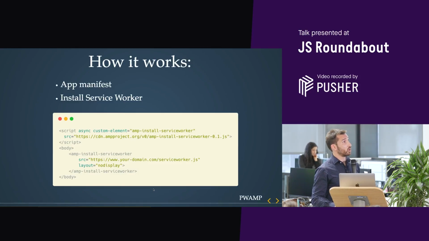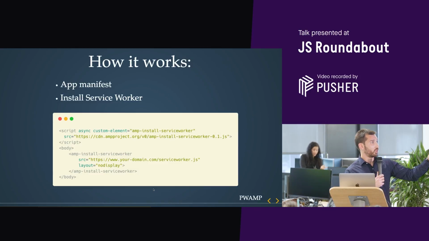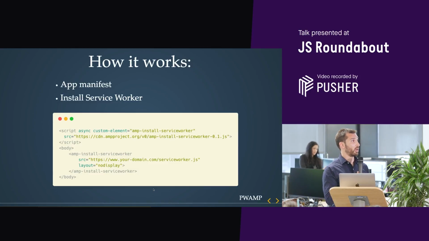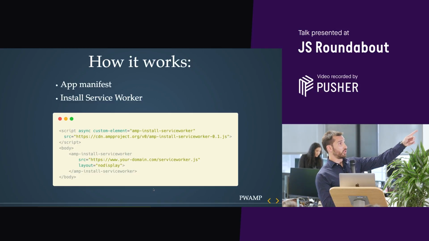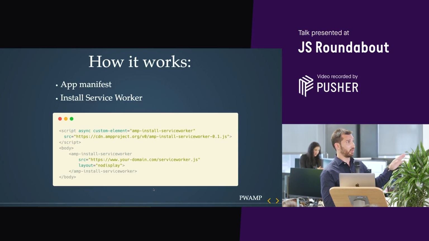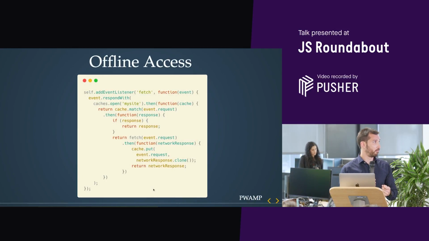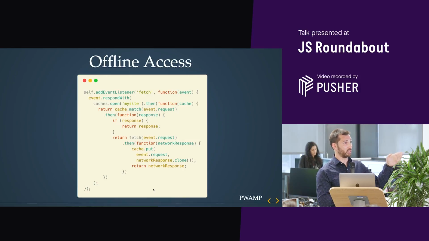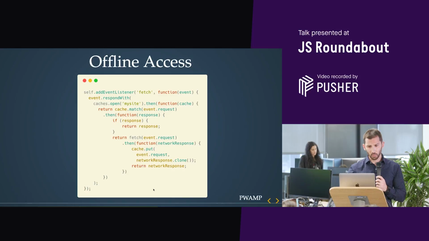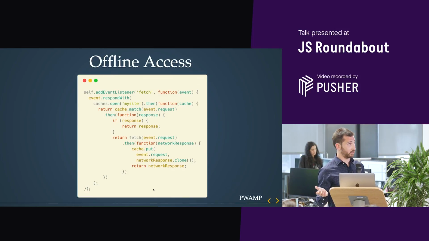So in this case, what we can do is take advantage of the AMP install service worker. That is the component that's been already mentioned. So of course you need to inject it. And again, the script is just AMP project, nothing different because it won't be allowed. But at the same time, AMP itself gives us the possibility to install the service worker. So as soon as we install, just using that component, we can take advantage of the offline access.